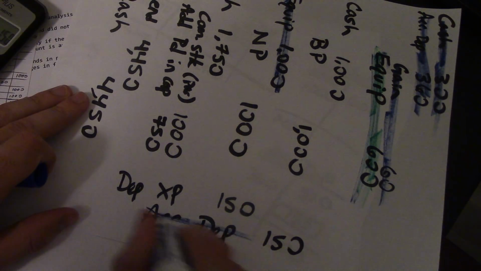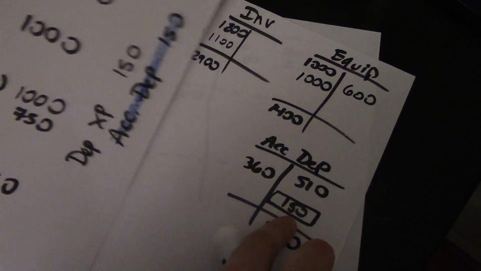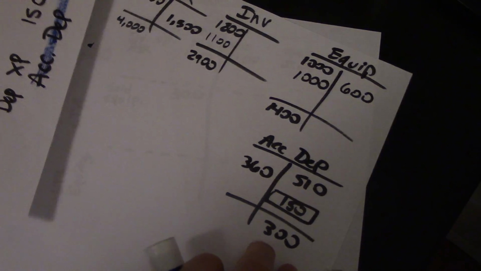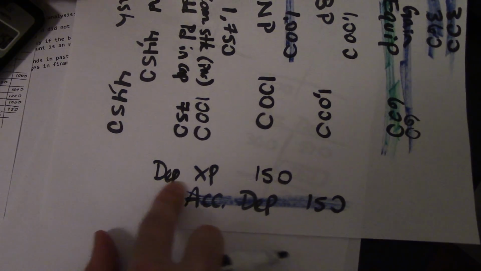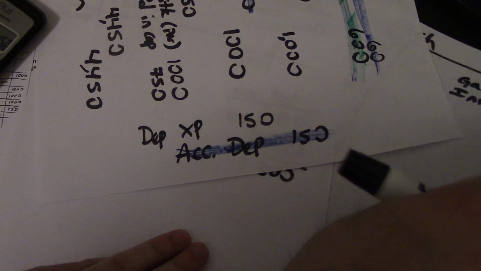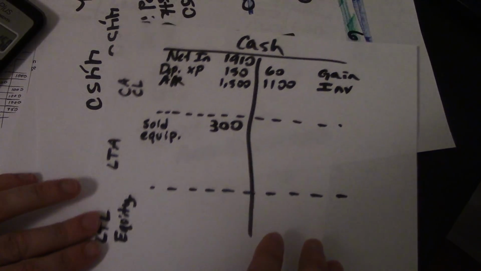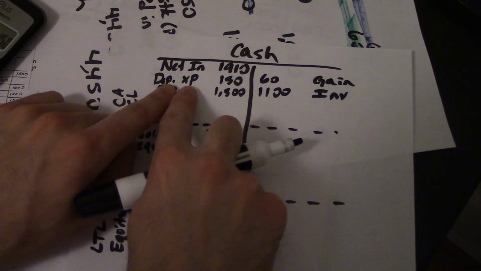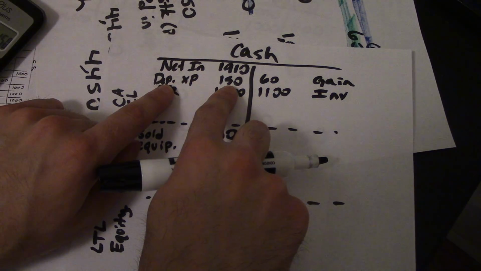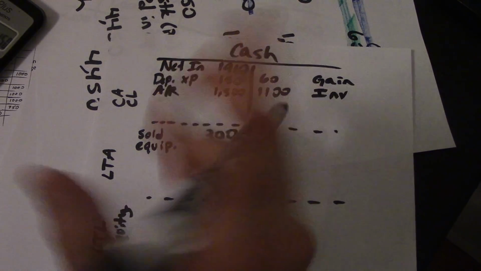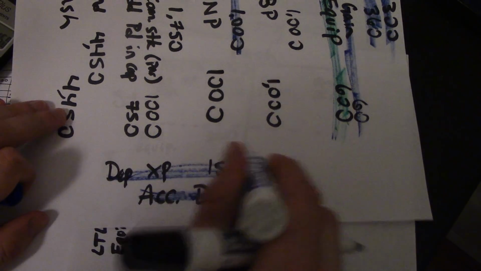So there's our credit for accumulated depreciation. We put it in the T account. This balances out. That's all good. We've also got a debit for depreciation expense for 150. Where does that go? Well, that goes into our cash T account as depreciation expense. We were going to debit depreciation expense by 150. We've already done it, so you can cross that off.